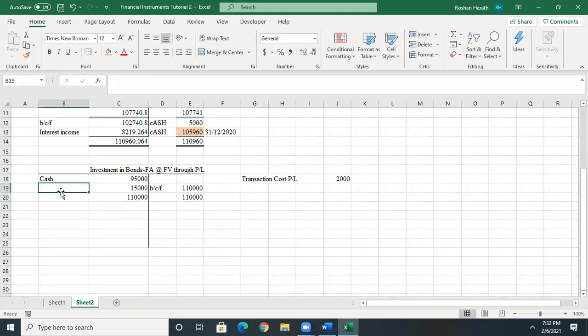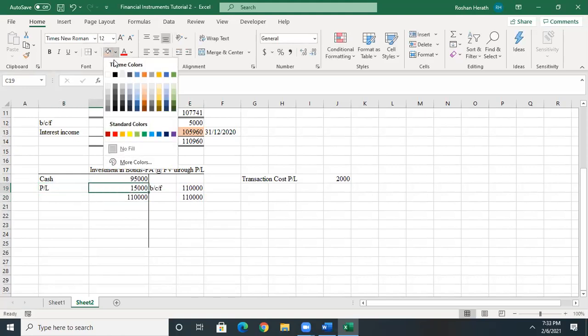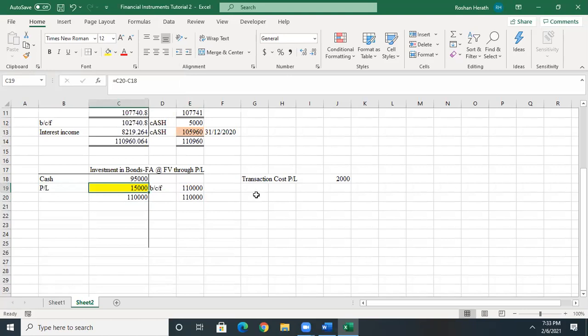How much? 15,000. So what is that? It's a gain on remeasurement.